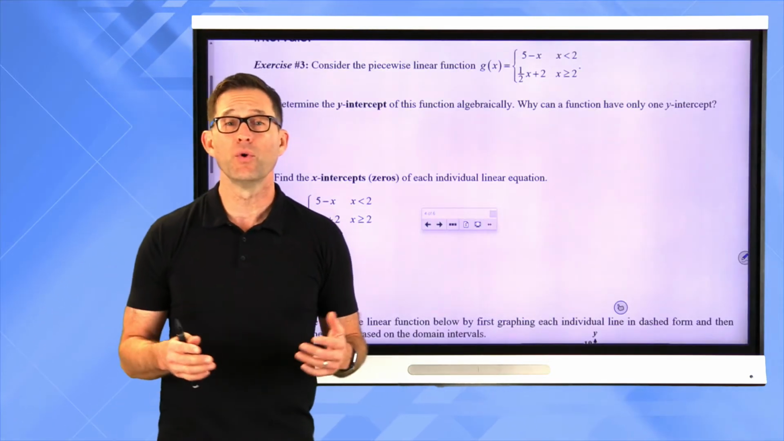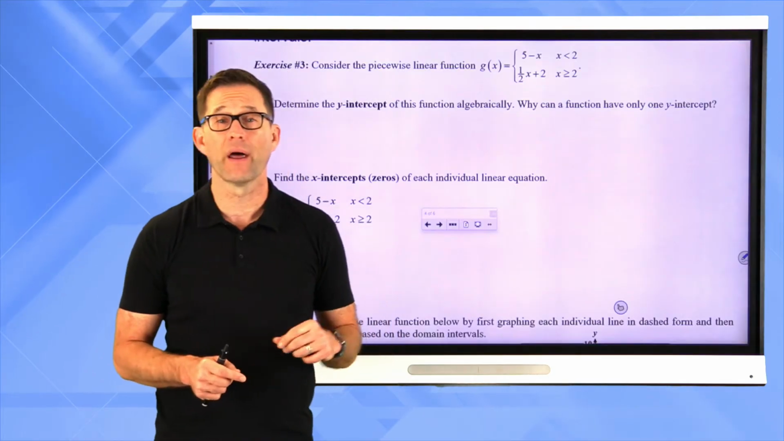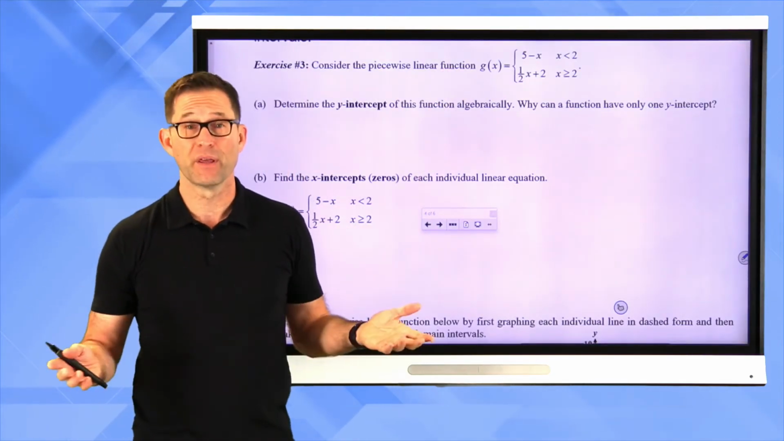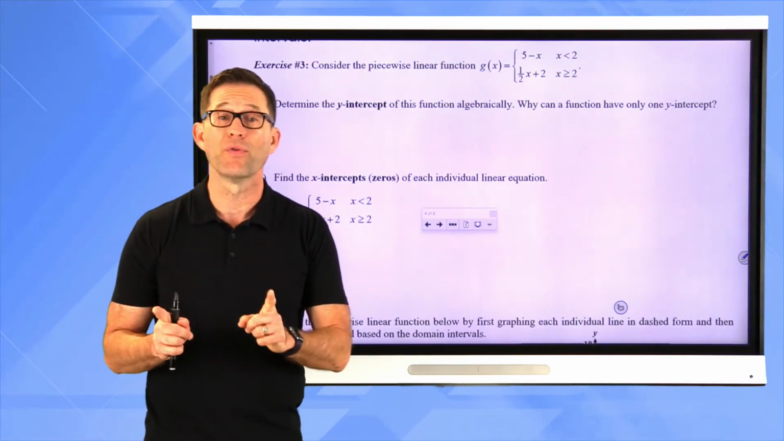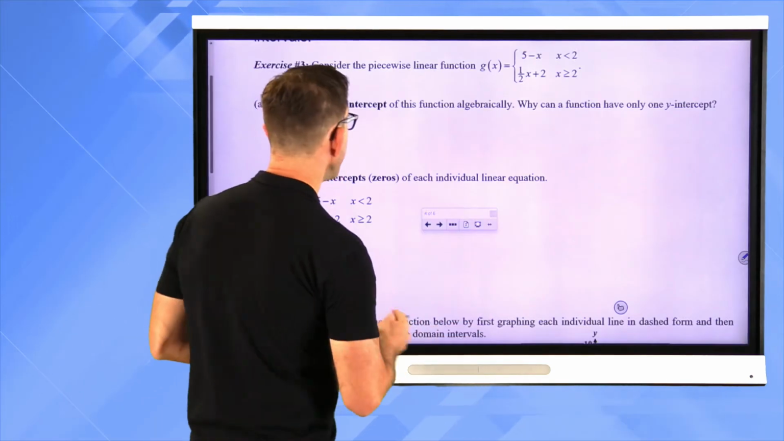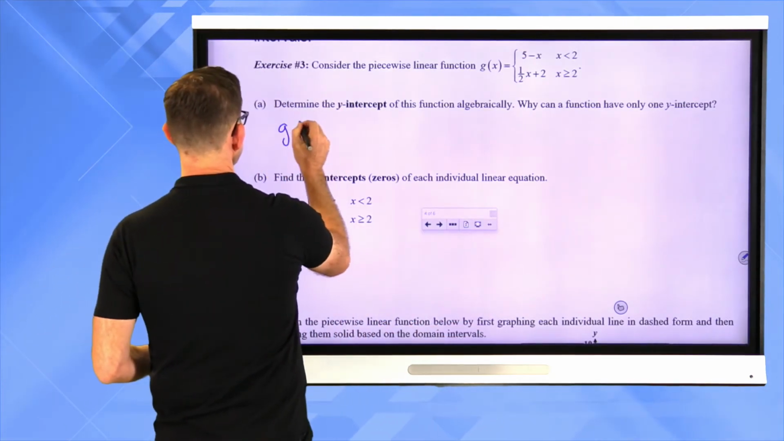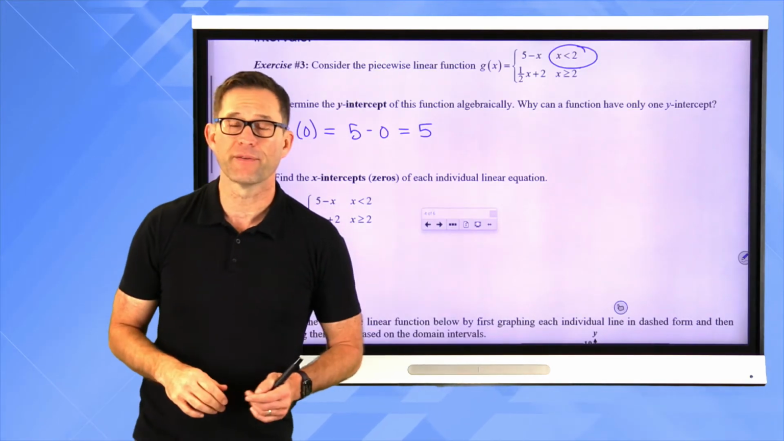Now, if you're the person who, with equations of lines, says, well, the y-intercept is the number that's just sort of added on, then this problem becomes a headache for you. But if you're the type of person that says, well, I know that the y-intercept is the output when x is equal to 0, then it's a piece of cake, because you're just looking to evaluate g of 0. 0 falls in this particular interval, so that's going to be 5 minus 0, and that's 5, right? So the y-intercept is 5.